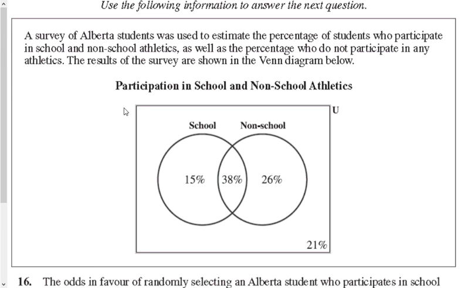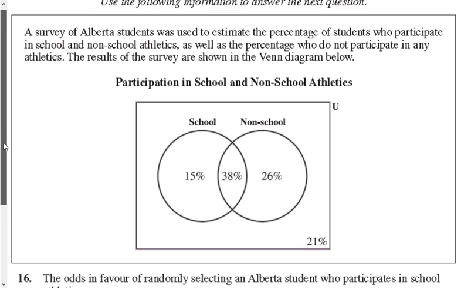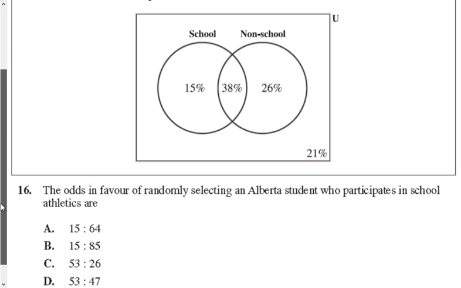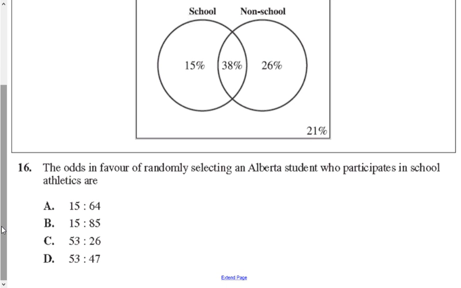So in this question, we have a survey of Alberta students used to estimate the percent of students who participate in school and non-school athletics. So that's what we see in the Venn diagram. And we want to know the odds in favor of a randomly selected Alberta student who participates in school athletics. So odds in favor of participating in school athletics. So see what you can figure out from that. And I will do attendance while you work on this question.